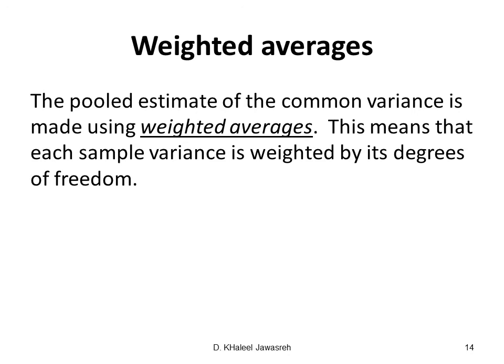We will have what we call the weighted average, or the pooled estimate. The pooled estimate of the common variance is made using a weighted average. This is a procedure. We call it a weighted average. This means that each sample variance is weighted by its degrees of freedom. This is what we mean by the weighted average: just the variances weighted by their degrees of freedom. This is the main idea behind the weighted average, or the pooled estimate of the common variance.